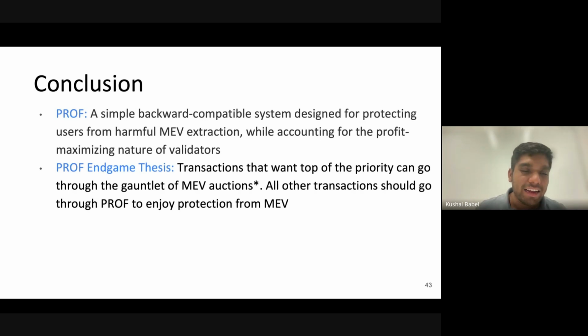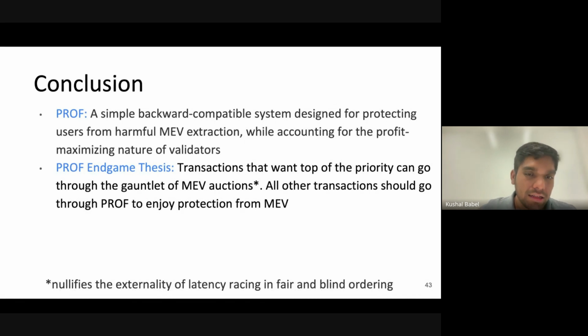The other foreshadowing of some upcoming work is that this kind of mechanism also helps you prevent the externality of latency racing in fair sequencing. If you were constructing the entire block through, say, a temporal fair ordering, first come, first serve for example, you have this externality of latency racing. But if you auction off the top of the block, then you don't have that latency racing in PROF.